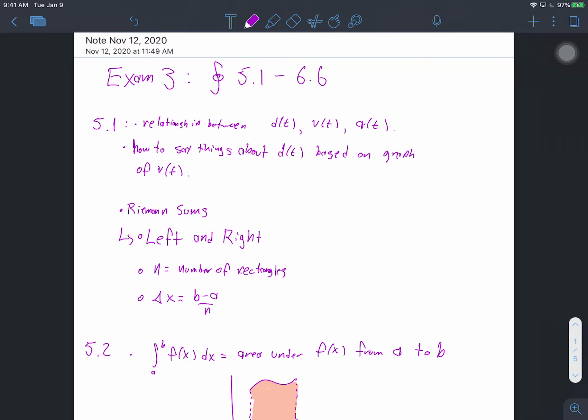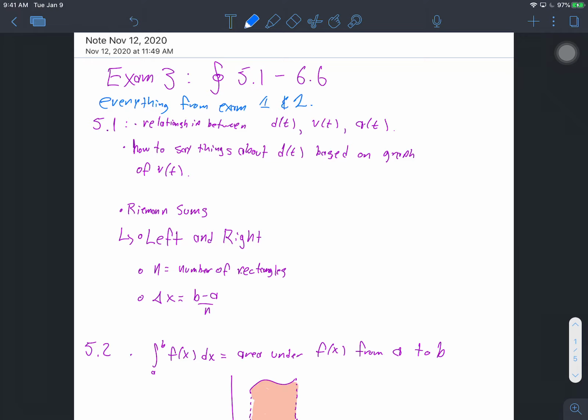Okay, hello everybody. This is just going to be a quick video to let you know what you should know for exam 3. And the first thing that you need to know for exam 3, before I even get into any of this stuff, is everything from exam 1 and 2. Okay, those are going to be kind of prerequisite knowledge.